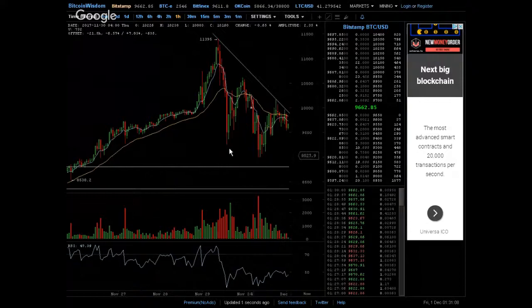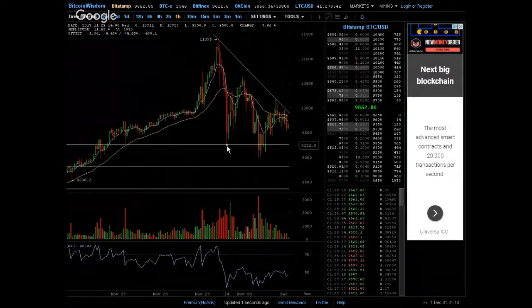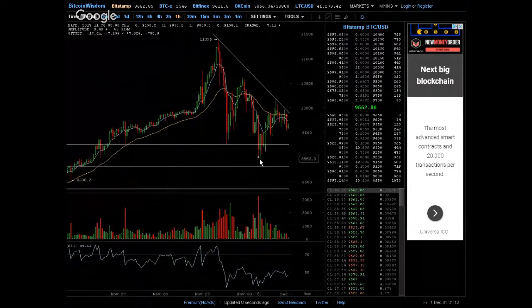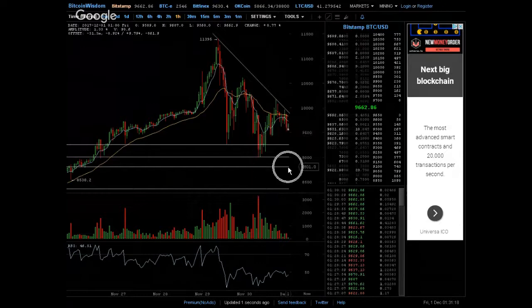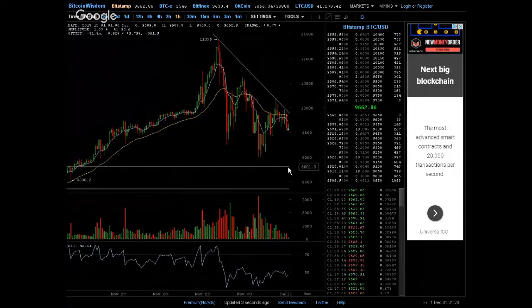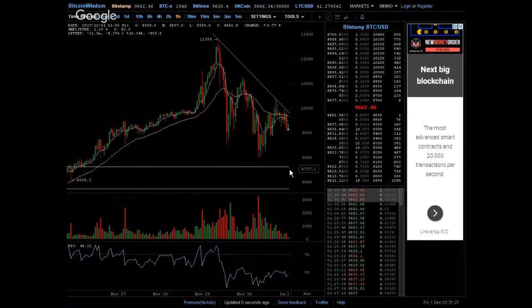So, I mean, it's not much lower. Look how low this is, and then look how low this is. It's not that much lower. So for this to drop to 8,800, it makes sense. It's definitely plausible.